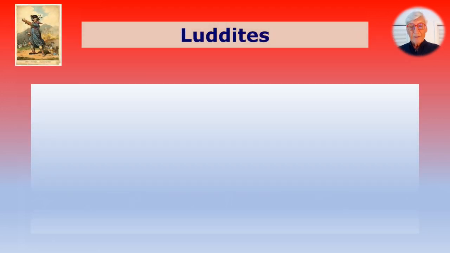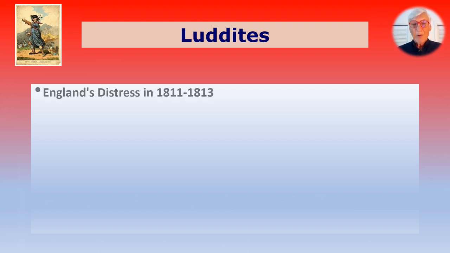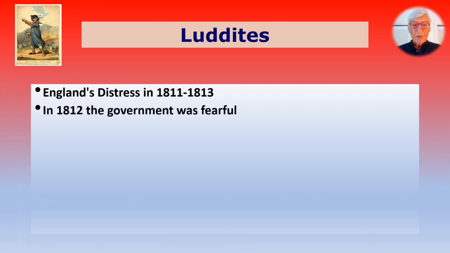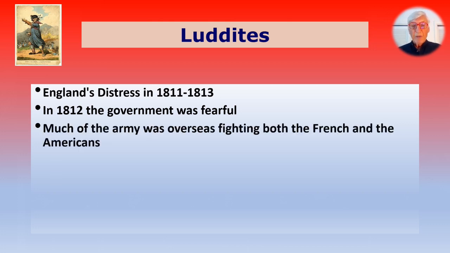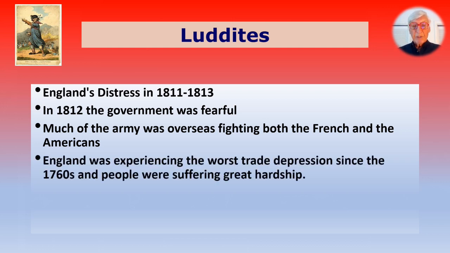Those people who are unwilling to accept new ideas or new technology are often called Luddites. England was a distressed country in 1811 to 1813. In 1812, the government was fearful. Much of the army was overseas fighting both the French and the Americans. See, not only were they fighting our War of 1812, they were fighting in the Napoleonic Wars on the continent. England was experiencing the worst trade depression since the 1760s, and people were suffering great hardship.